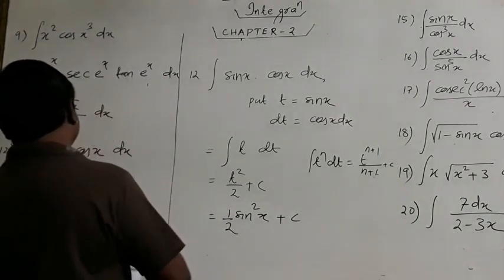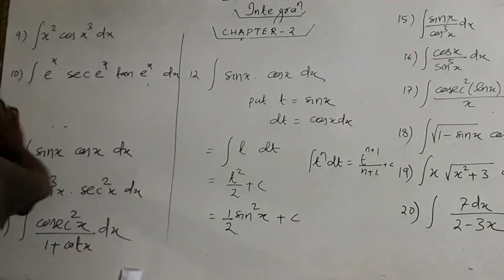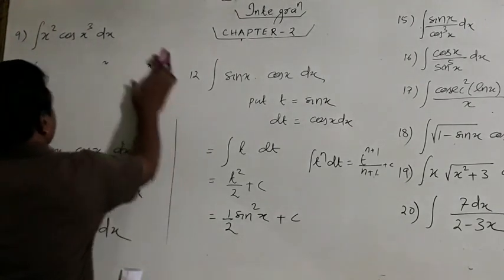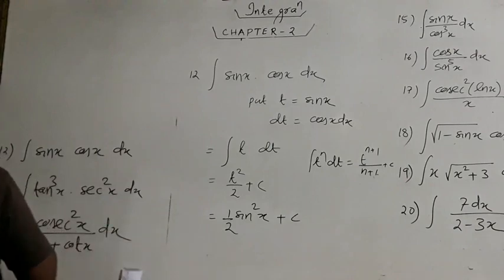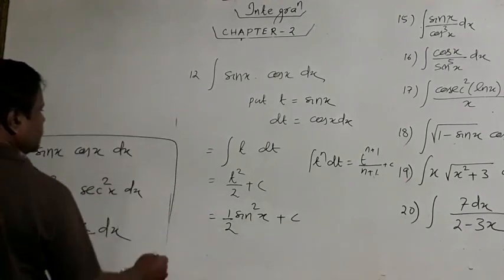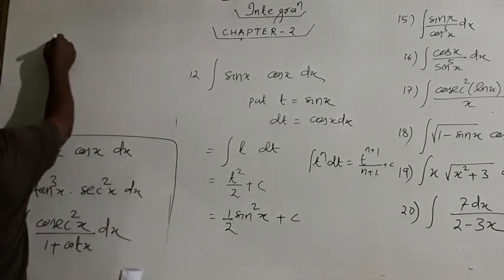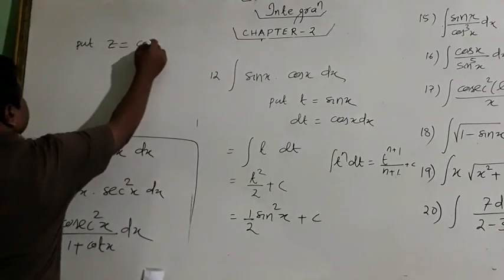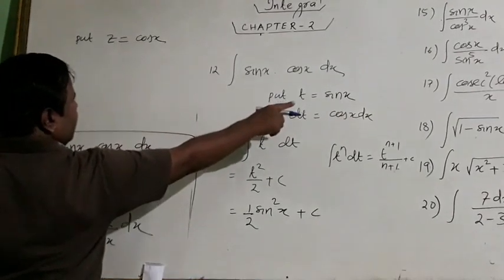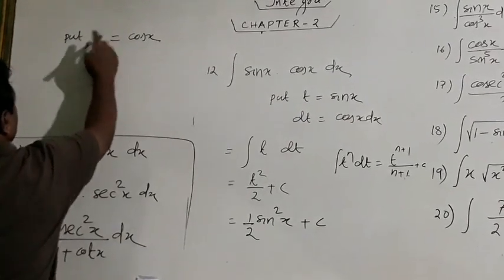Suppose someone will ask me, sir, if I will do this problem by putting t is equal to cos x, then what will happen? Now I am doing it on this side and you should know the difference. Put t is equal to cos x. Here t was equal to sin x, now I am putting t is equal to cos x.